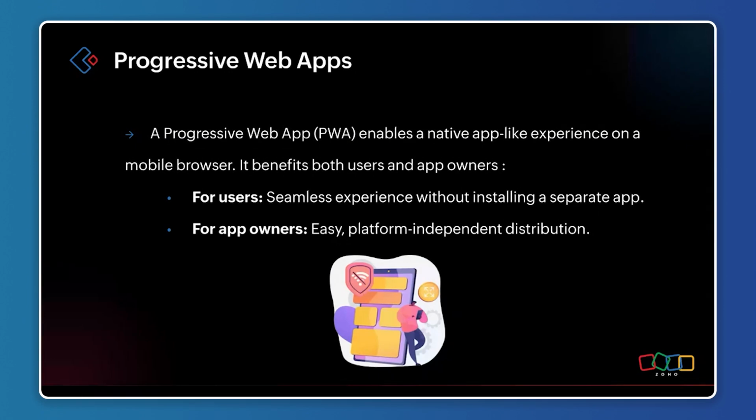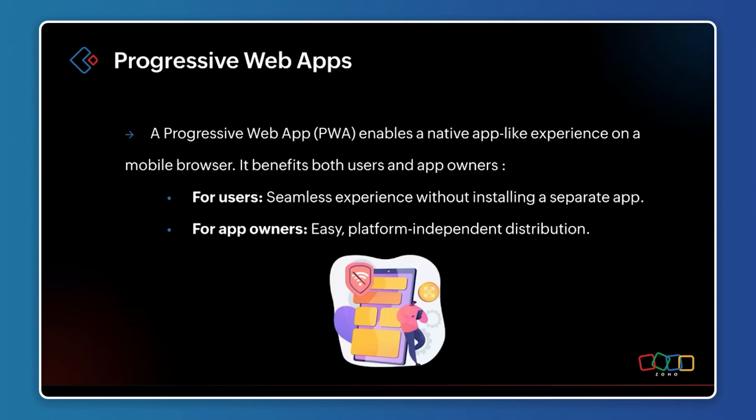So talking about the benefits for the users and app owners by using these progressive web apps. For the users, it will give a seamless experience without installing a separate application. Whereas talking about the app owners, basically when an application is created, they will be distributing those applications to the different platforms like the app store or the play store, right? So instead of doing those, they can just simply go ahead and share the application URL, and the users can go ahead and access them in their mobile browser, right? So this is about the progressive web app.